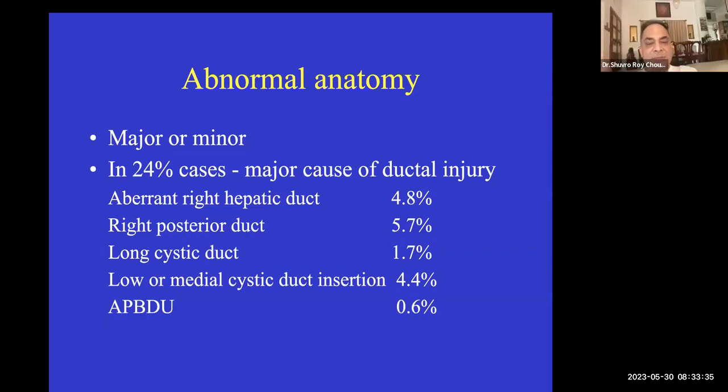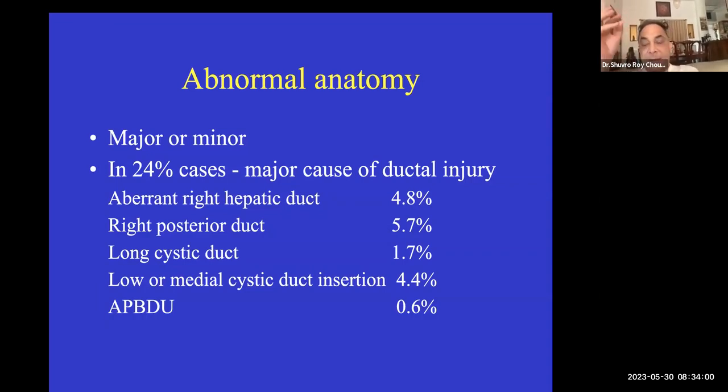Now, just a few words about abnormal anatomy. It is very important for the surgeon to know what the abnormal anatomy is. It can be a major anatomical abnormality or a minor one. In 24% of cases, it is a major cause of ductal injury. The typical ones are the aberrant right hepatic duct.